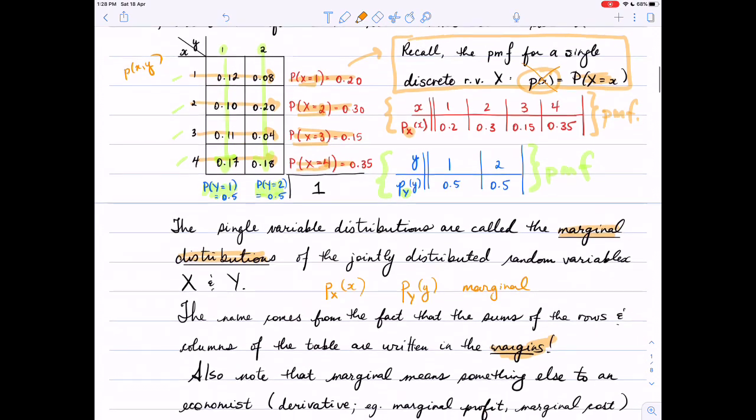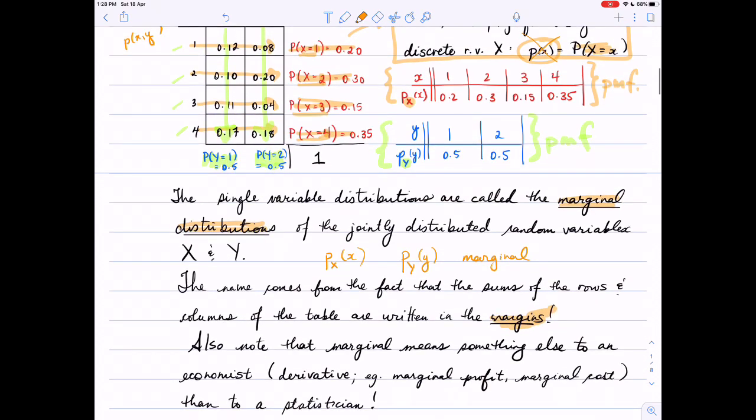But it's important to point out that in economics, the word marginal with respect to a function means something else. If you're talking about the marginal profit or the marginal cost, you are talking about the derivative of the profit function or of the cost function. That is not the case with our marginal distributions. They are not derivatives. So the word marginal means something quite different to an economist than it does to a statistician.